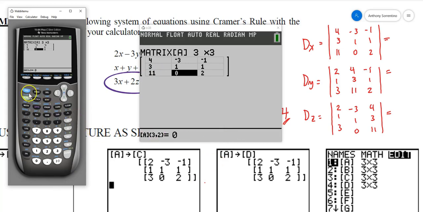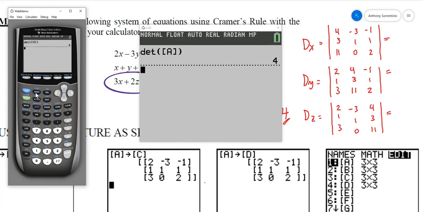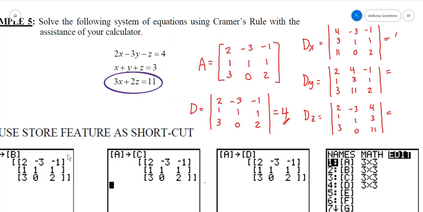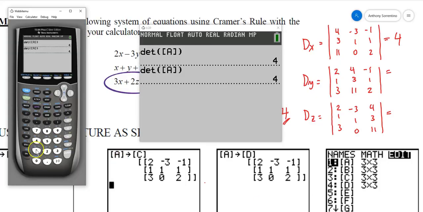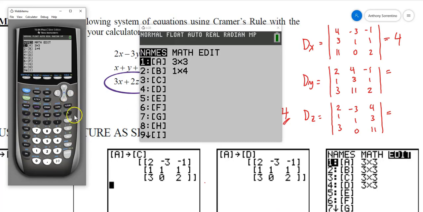And now I'm just going to go back, quit, and if I just hit enter again, the last command was determinant of A. So I do it here, it's going to also be 4. So I know this is 4. Bringing those back up again. Going back to my matrix. So there's shortcuts you can do with this, depending on which method you choose to use.